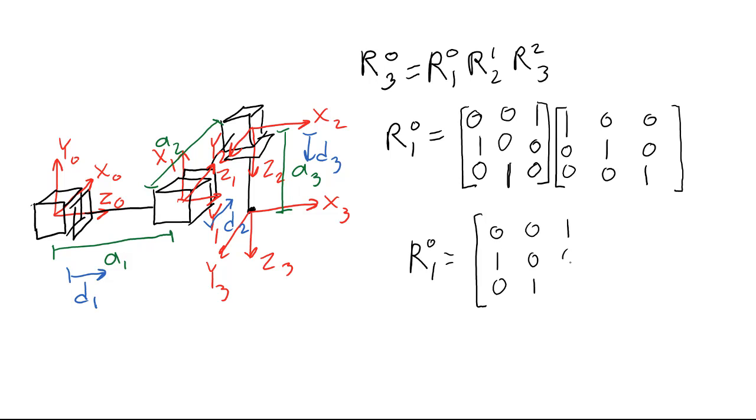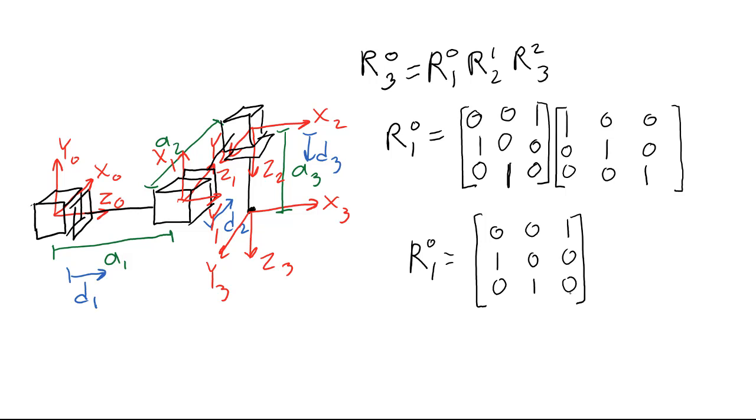If you don't remember how to multiply matrices together, I refer you to the video in the section on a review of linear algebra, and I'll show you in one of those videos how to multiply matrices together. For now, I'm going to assume that you already know how to do this. Okay, we're finished with the rotation matrix between 0 and 1.